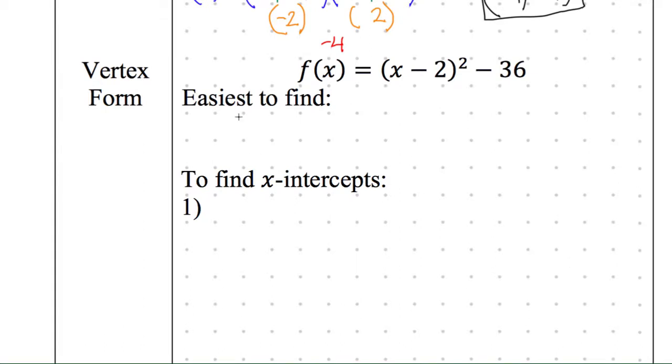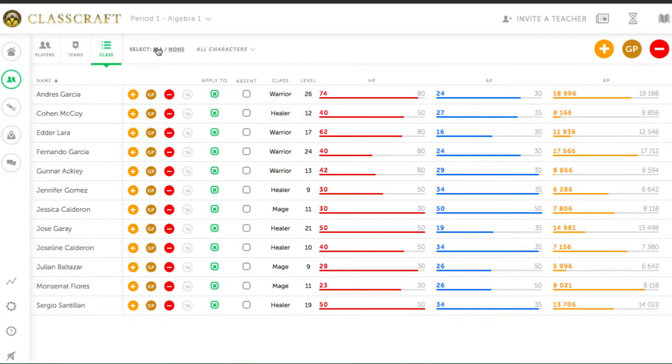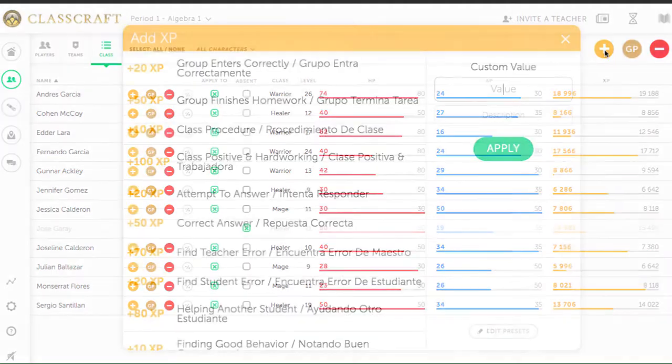Multiply it to XP. All right, so vertex form. And I guess I should really be doing everyone but Jose. Do you guys want to say hi to Jose? Oh, I know that. Okay.